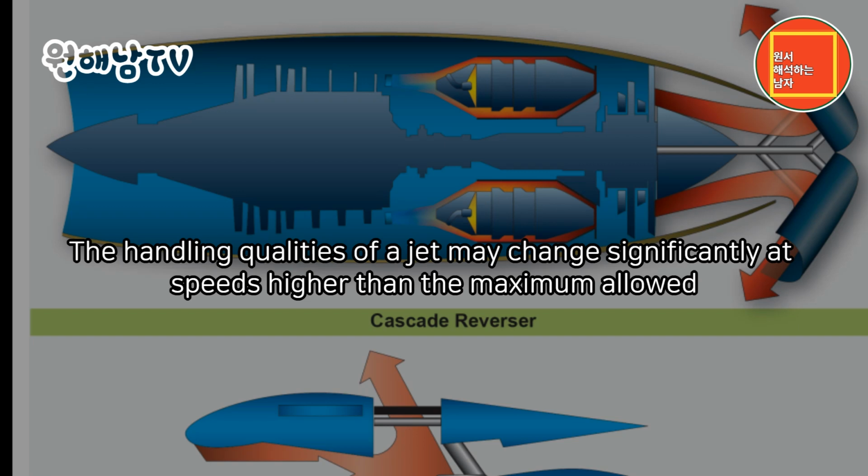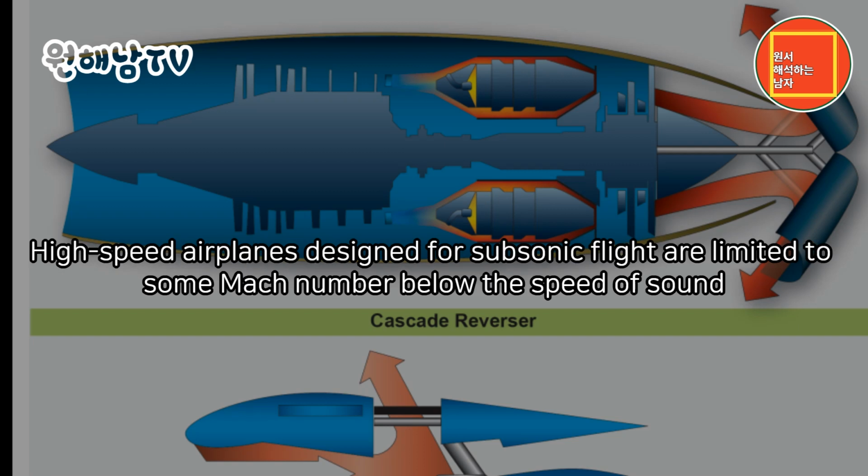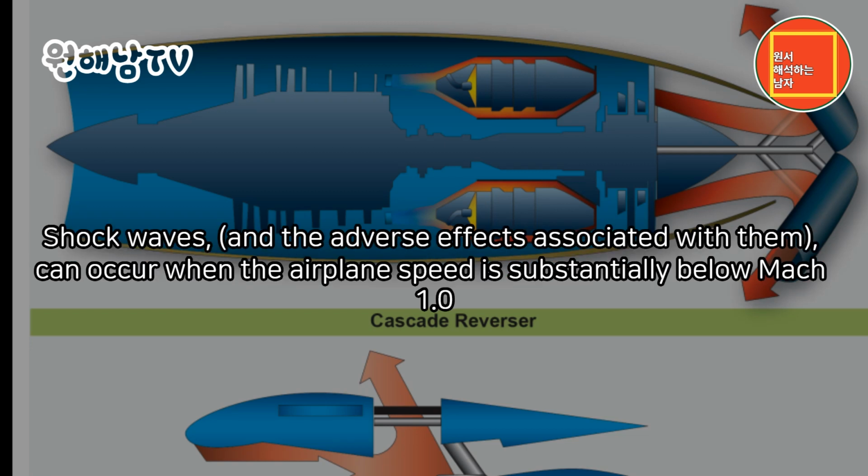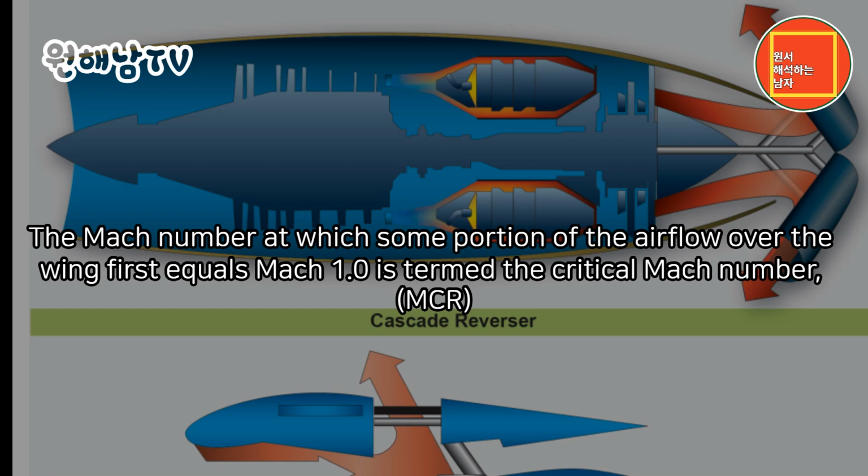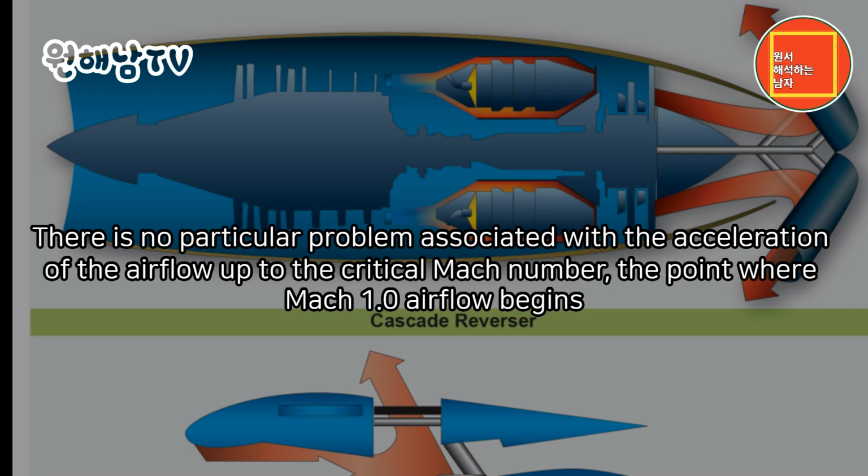The handling qualities of a jet may change significantly at speeds higher than the maximum allowed. High-speed airplanes designed for subsonic flight are limited to some Mach number below the speed of sound. Shock waves, and the adverse effects associated with them, can occur when the airplane speed is substantially below Mach 1.0. The Mach number at which some portion of the airflow over the wing first equals Mach 1.0 is termed the critical Mach number, MCR. There is no particular problem associated with the acceleration of the airflow up to the critical Mach number, the point where Mach 1.0 airflow begins.